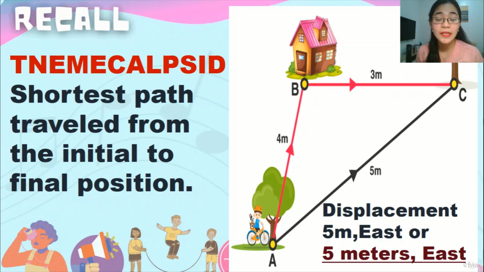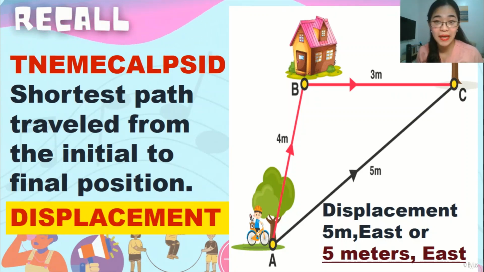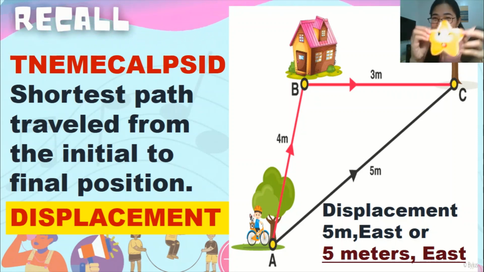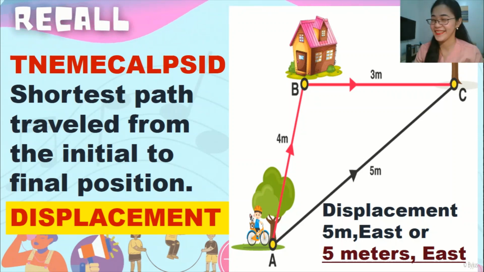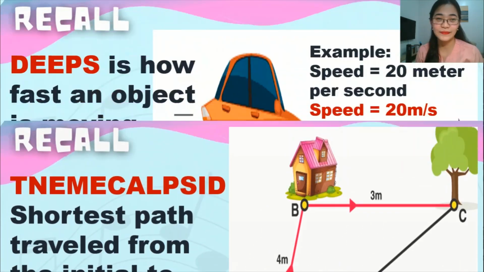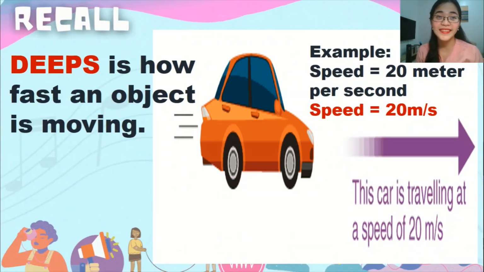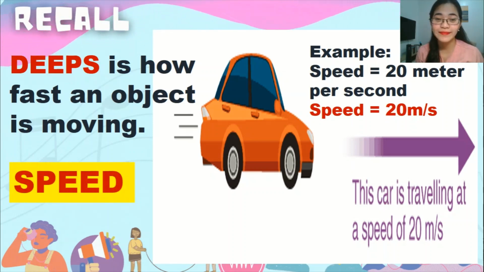It is the shortest path traveled from the initial position to final position. You can look at the picture as the clue. Can you guess the answer? Displacement. So far, so good. That's why I am giving you a star because I know you're doing great. Next. How about this one? It is how fast an object is moving. Can you guess? Speed.